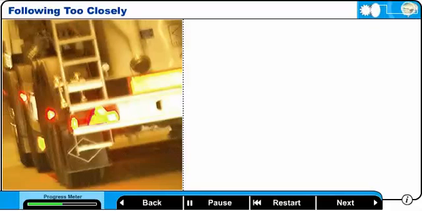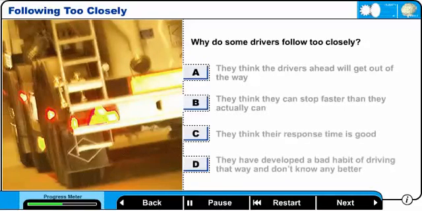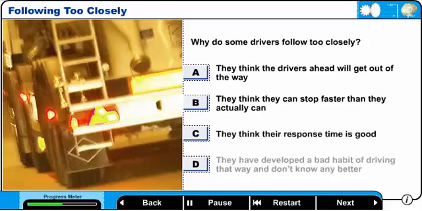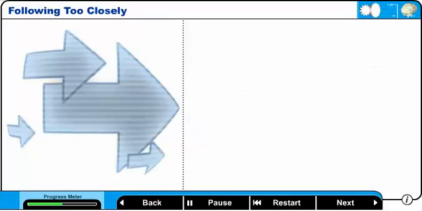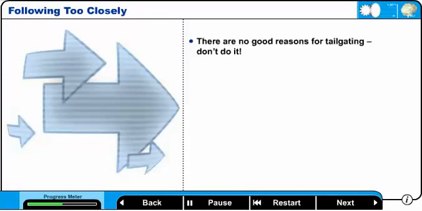Now let's consider following too closely for a moment. Why do you think some drivers tailgate or follow too closely? A. They think the drivers ahead will get out of the way. B. They think they can stop faster than they actually can. C. They think their response time is good. Or D. They have developed a bad habit of driving that way and don't know. Right. This is one reason why drivers tailgate. In fact, all of these answers are correct. The fact remains that there are no good reasons to tailgate. Just don't do it. Leave distance between your vehicle and the vehicle in front of you. We'll talk about this in more detail later.